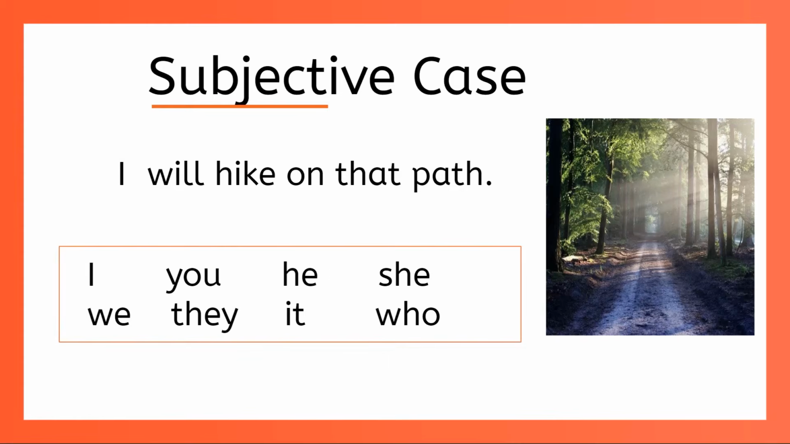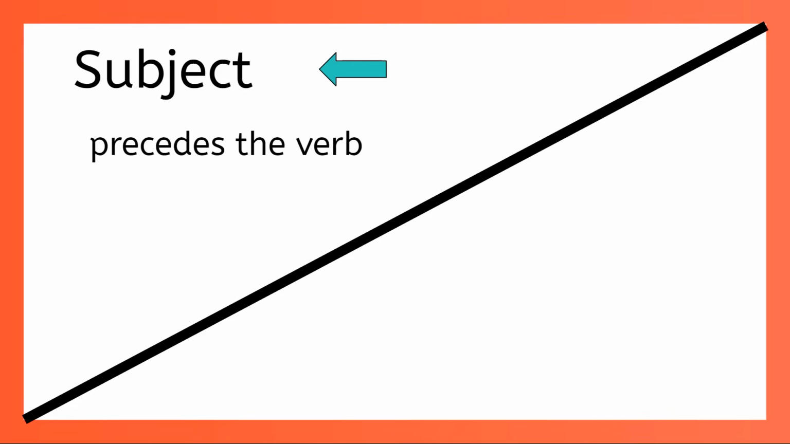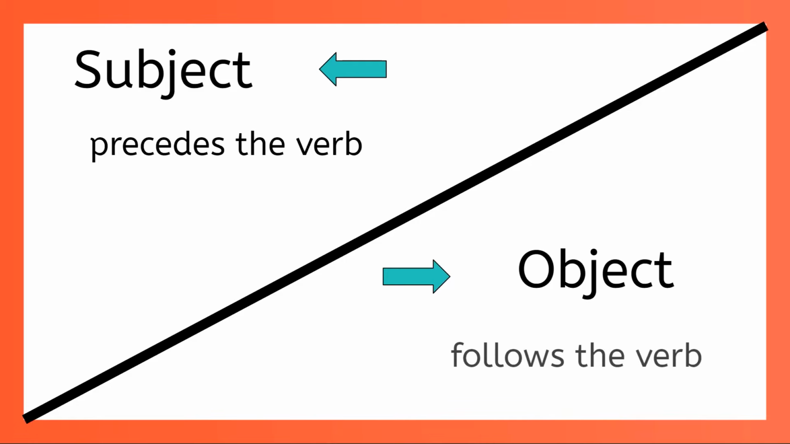The subjective case pronouns are I, you, he, she, we, they, it, and even the word who is a subjective case pronoun you would use when you're asking a question. In a sentence, the subject is always a noun or pronoun that precedes the verb, and an object is a noun or pronoun that follows the verb.